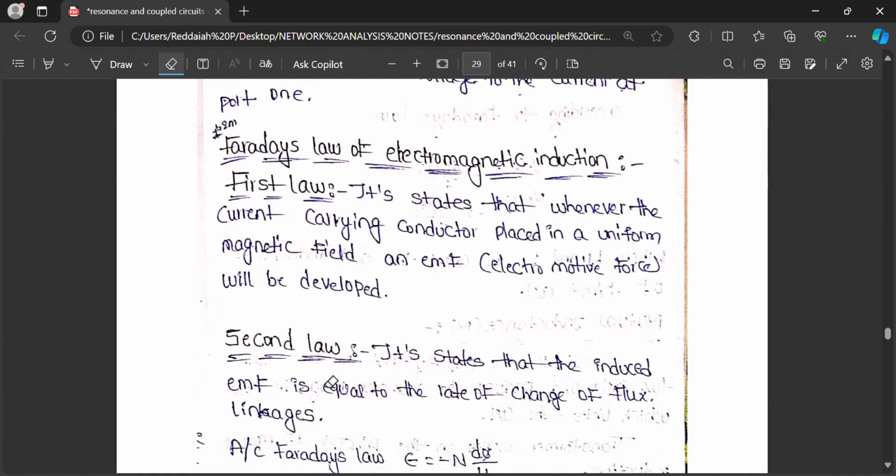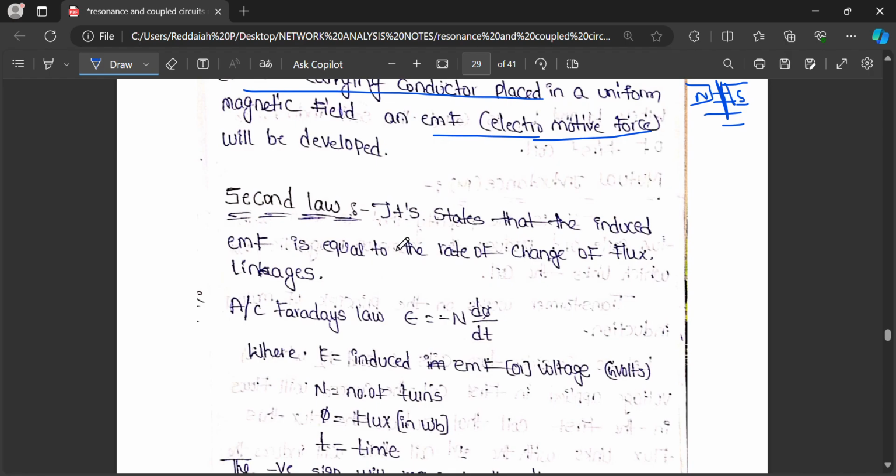We can see Faraday's laws. These are important for 2 marks. The first law states that whenever a current carrying conductor is placed in a magnetic field, suppose with North Pole and South Pole, due to the flux linkage between North Pole and South Pole, an EMF will be generated. Whenever a current carrying conductor is placed in a uniform magnetic field, an electromotive force will be developed. That is Faraday's first law.